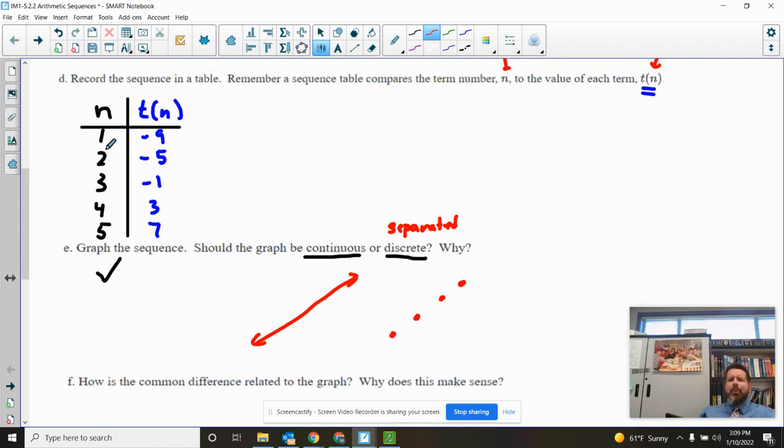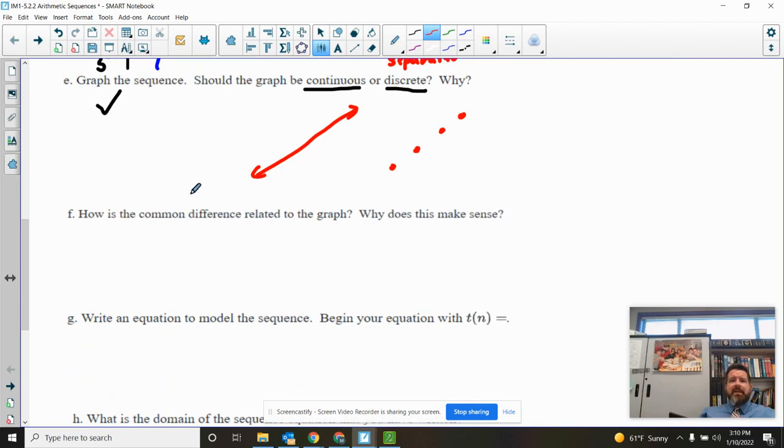But you're not going to have a 1.78 term. That just doesn't make any sense. We're counting things. It's going to be measured in whole numbers. So that means our inputs are going to be separate. Therefore, the points on our graph are also going to be separate.